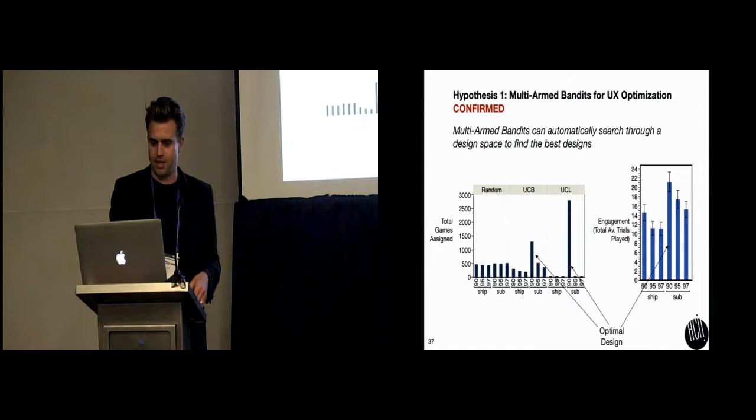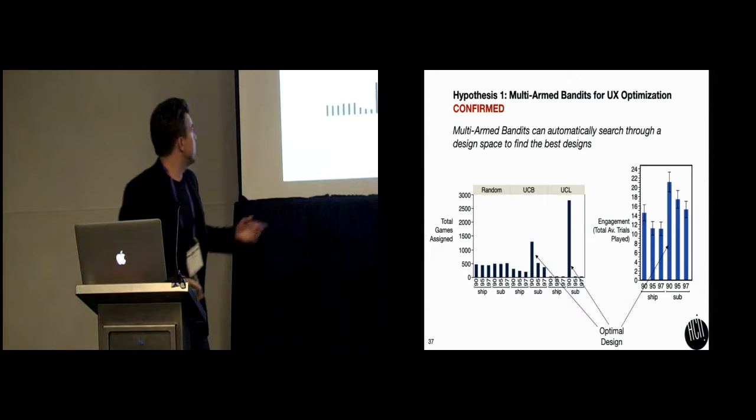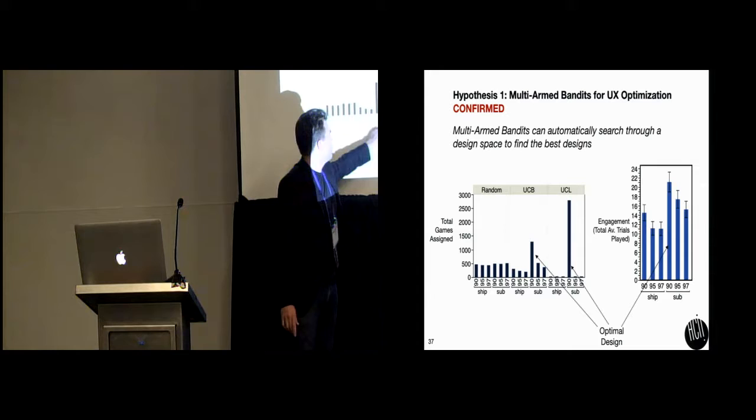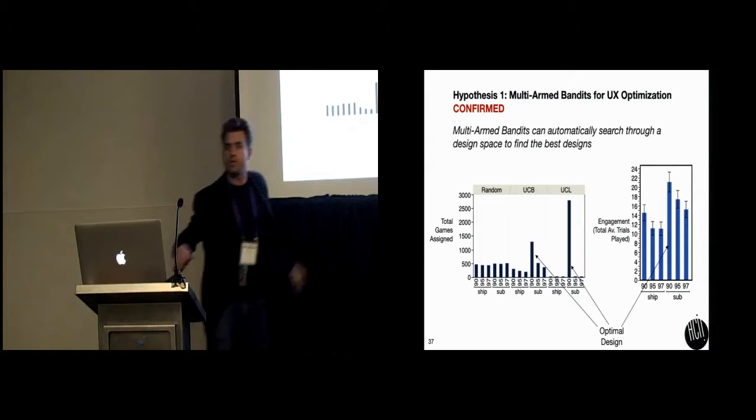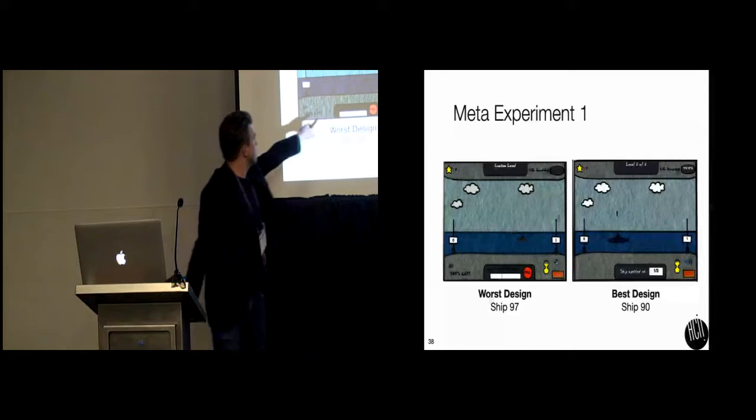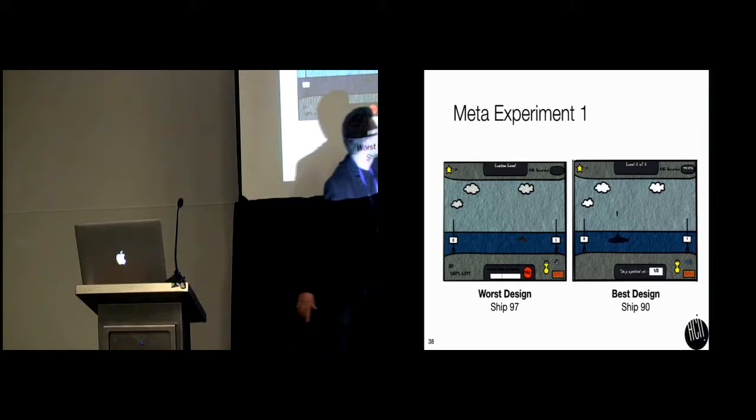When we ran this with about 10,000 subjects, we found that our first hypothesis was confirmed. Both bandits were able to identify the highest performing condition, the submarine, that was the biggest. I'll show you that in a second. Random assignment, of course, randomly distributed the experimental assignment. And so you can see, this is the worst design, this little tiny ship, and this is the best design, this big submarine.